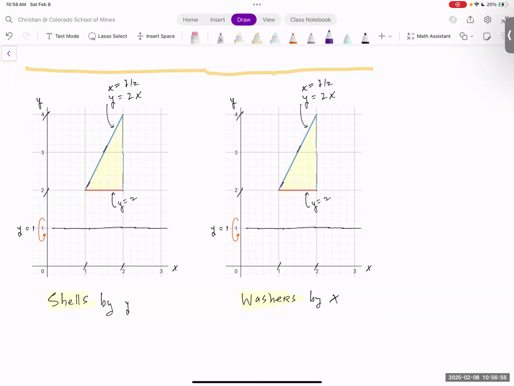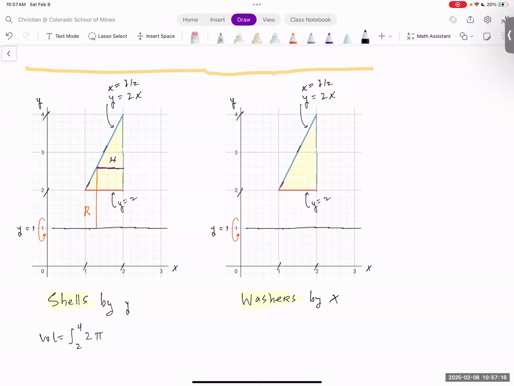All right, shells by y, height within the region, and it's parallel to the axis of rotation. Radius for that height is here. That'll be a little trickier. So let's start our volume. We're integrating by y. Our y bounds again are 2 to 4.